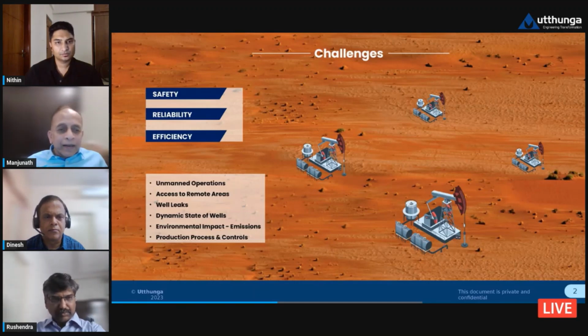Then the second thing is reliability. Reliability is a subject because all the oil fields are getting aged. Once they start aging, they may not be reliable in terms of assets and in terms of production. So reliability is a concern and challenge at present for the oil producers. How do we mitigate this?